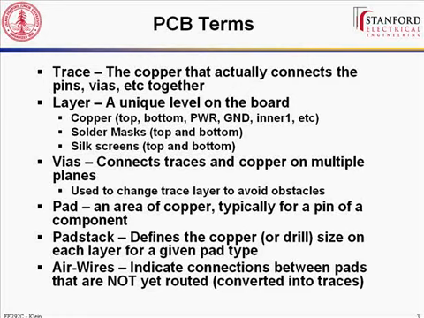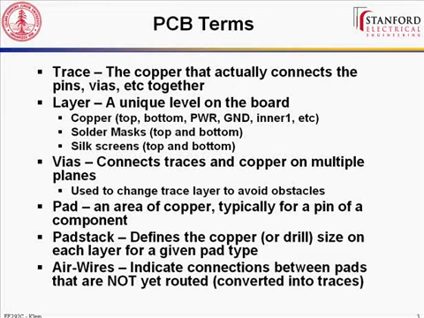So the last PCB term on this slide are air wires, and air wires basically indicate the connections between pads that you haven't yet routed. So this is what you're going to convert into traces. When you first start up Layout and you have your netlist, which you imported from Capture or from Design Entry CIS, you have the nets that you created inside your schematic. They'll all show up as air wires, as actual physical lines showing you what pads have to be connected together.